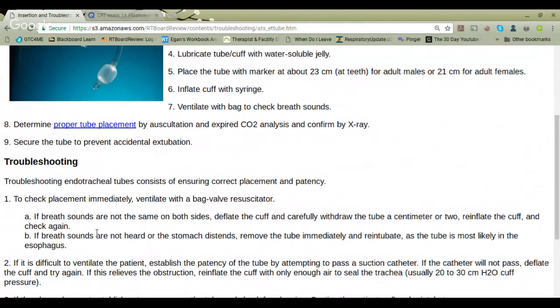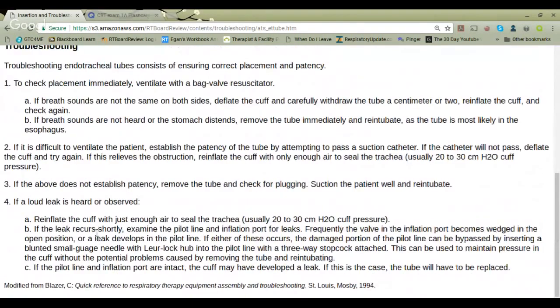flashcards. If it is difficult to ventilate the patient, establish the patency of the tube by attempting to pass a suction catheter. If the catheter will not pass, deflate the cuff and try again. If this relieves the obstruction, reinflate the cuff with only enough air to seal the trachea, usually 20 to 30 centimeters of water cuff pressure. If the above does not establish patency, remove the tube and suction the patient well and reintubate.